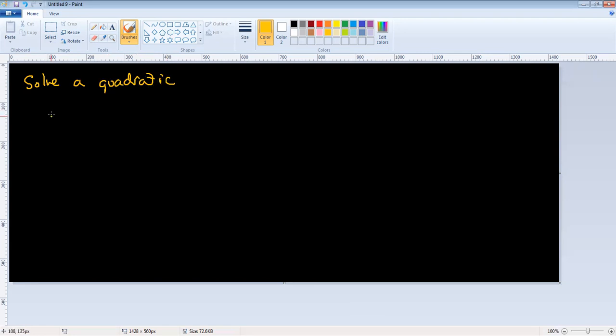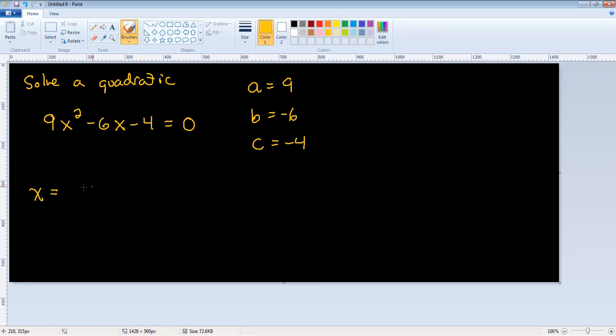Okay, so what if we actually wanted to solve something? What if we wanted to solve something here? What if we have this? Okay, so a is equal to 9, b is equal to negative 6, and c is equal to negative 4. So the formula is what? Negative b plus or minus square root b squared minus 4ac all over 2a, right?